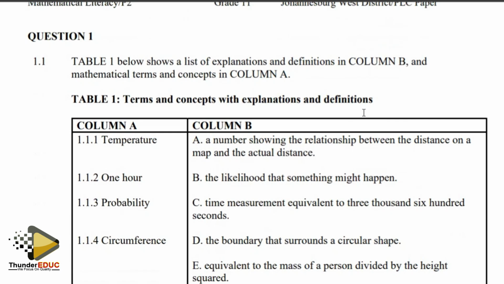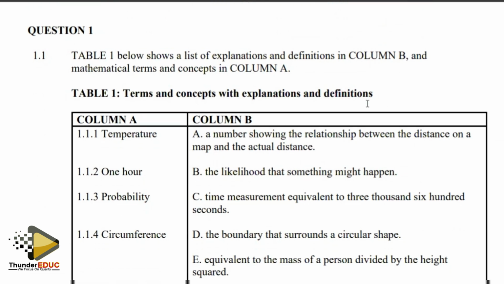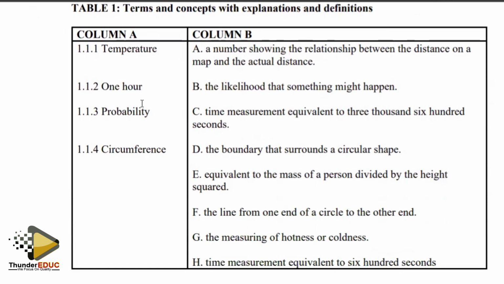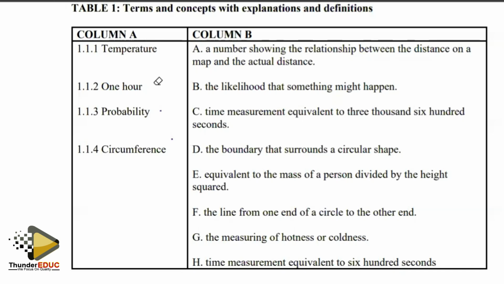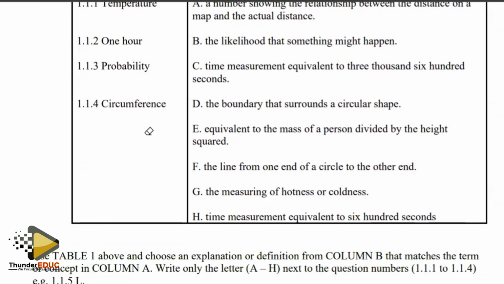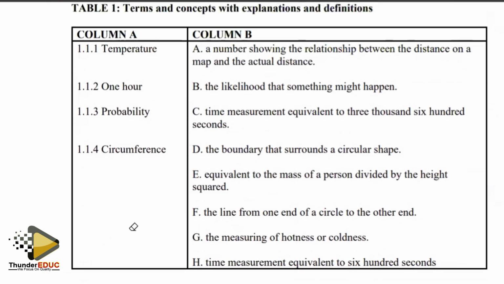Mathematical terms and concepts are in column A, sorry. So column A has the concepts or terms, and column B has the explanations. Now, the easiest way to do this is, first and foremost, they told you these numbers are supposed to be written. You write these numbers in your answer sheet. So we're going to write these numbers in our answer.